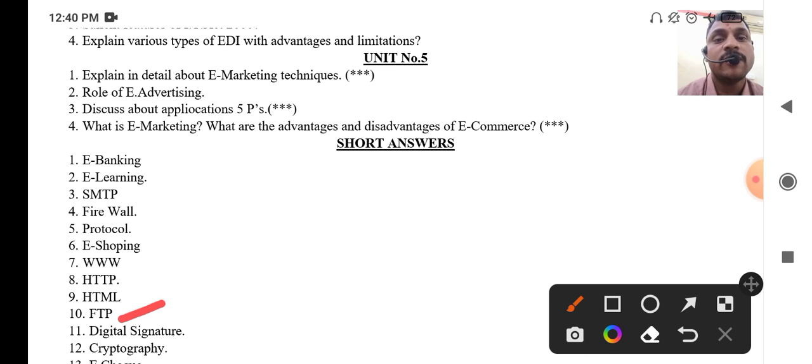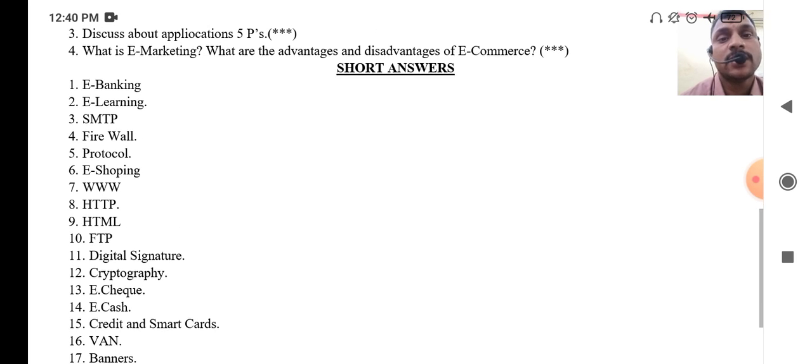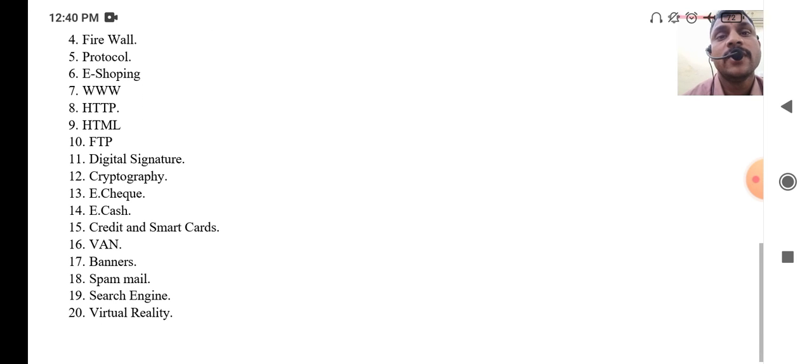So next question is FTP. FTP is nothing but file transfer protocol. So whenever you want to exchange any data, that should be done with the help of file transfer.